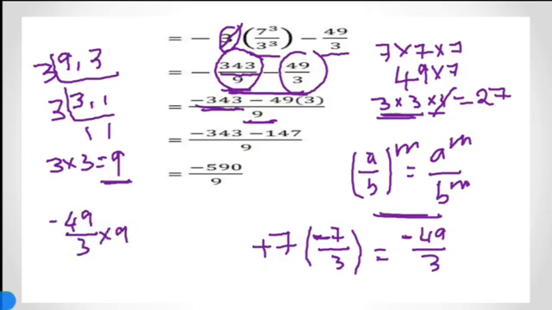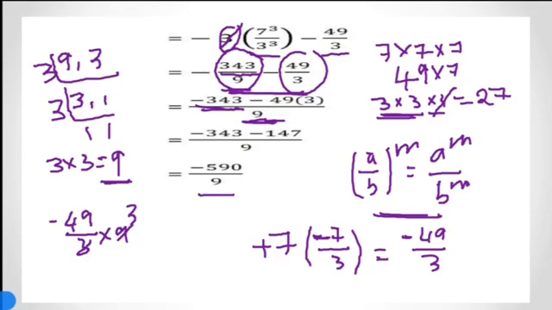Here we can divide 9 by 3, that is 3 ones are 3, 3 threes are 9. Now we are going to multiply 49 into 3. We get minus 147. So in this way we are going to multiply the LCM to each term. So finally we get minus 343 minus 147 divided by 9.